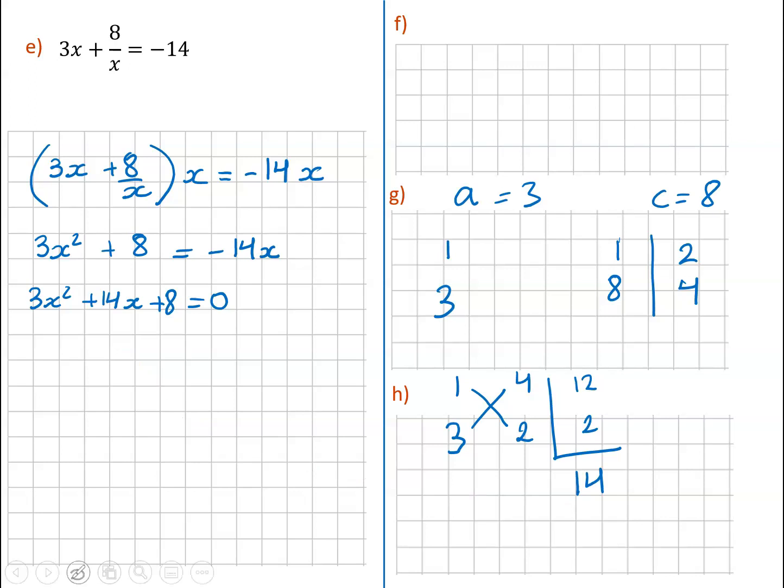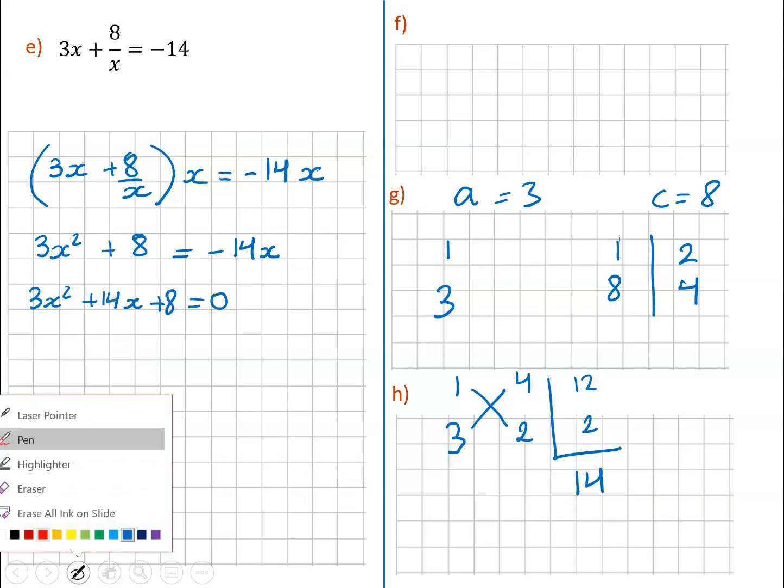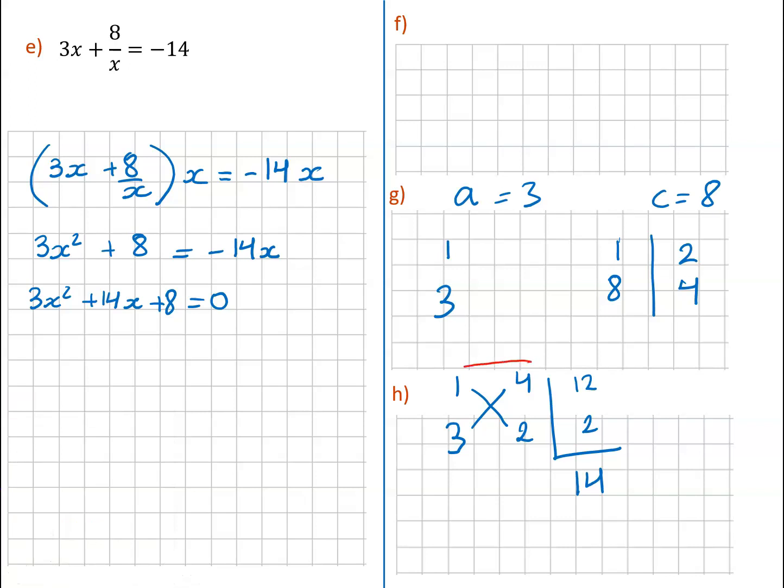But how is this useful? Let me just change the color here for it to become obvious. We have to go across like this. So I can factorize this as we have 1x plus 4. Let me write it down, x plus 4. Our next factor is going to be, have a guess, 3x plus 2.